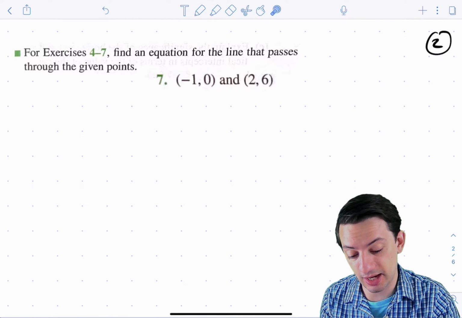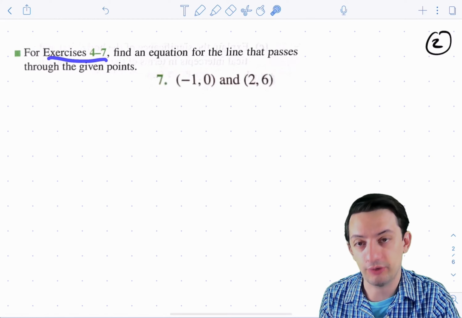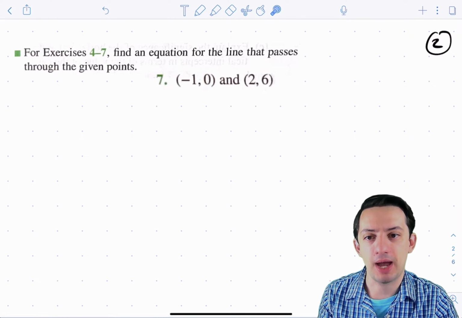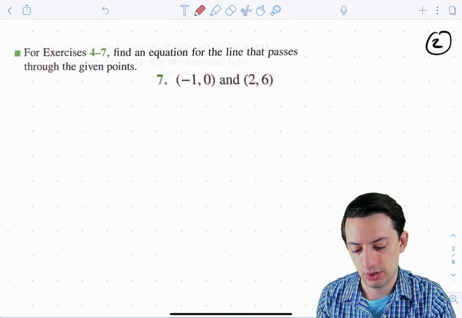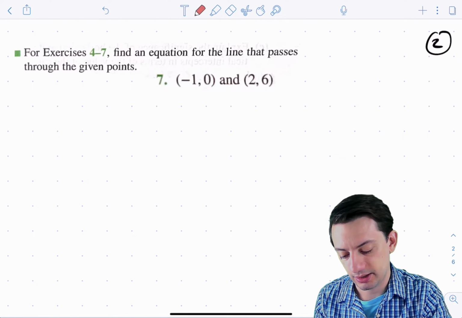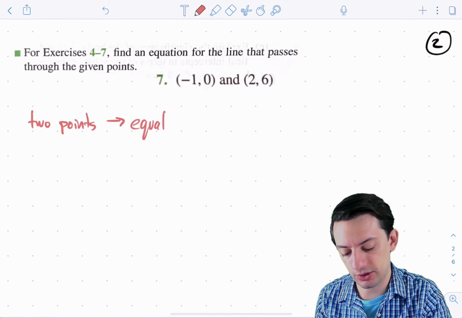Okay, so this is exercise 7 from the book, and the instructions encompassed a few exercises. It says, find an equation for the line that passes through the given points. So let me summarize. What this question is asking us to do is turn 2 points into the equation for the line.